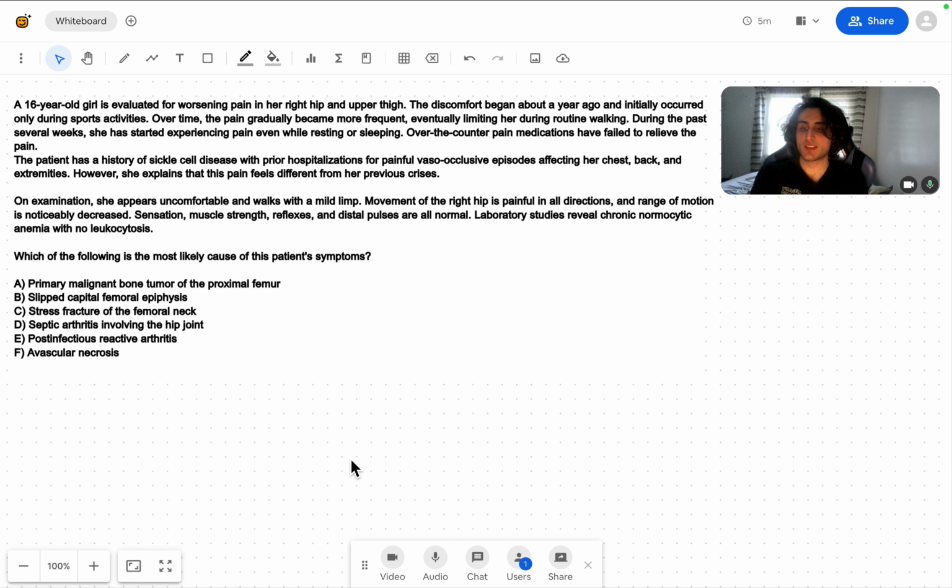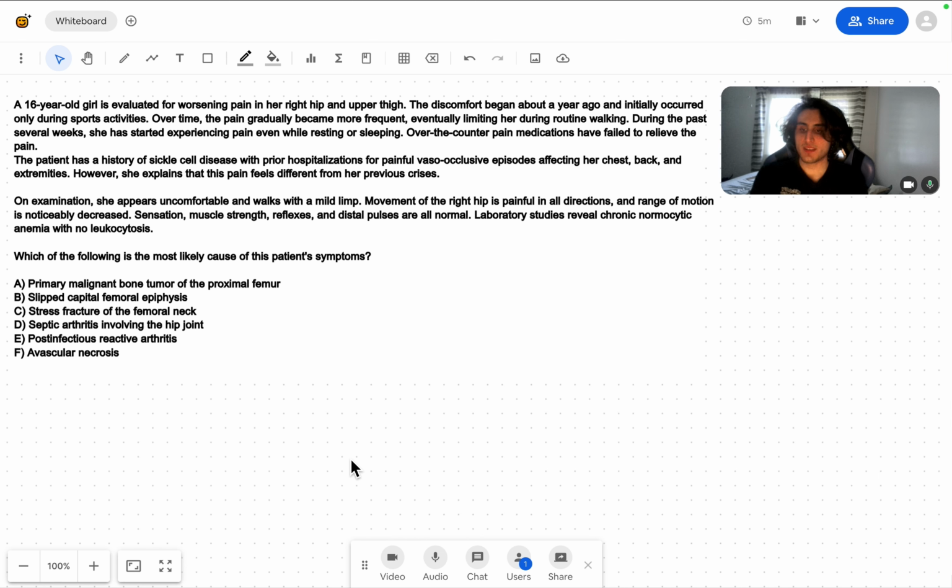C. A stress fracture of the femoral neck. Well, a stress fracture of the femoral neck could potentially lead to these lower extremity pains, but we do not have any evidence to suggest that there has been a trauma that has caused this. So I'm not very comfortable with this answer choice.